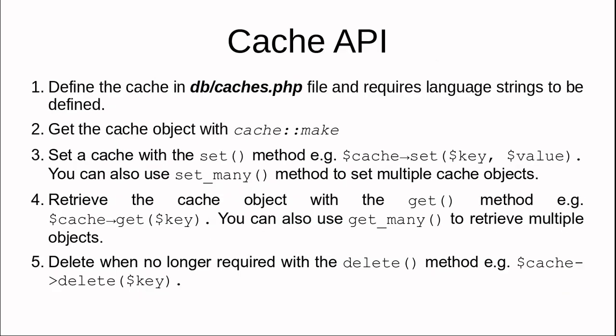Okay, so in your plugin, you will define your cache requirements in the db folder in the caches.php file, and it does require some language strings to be defined. You create a cache by calling the static make method in the cache class. You then set the data with set, and you can also set many, to set multiple cache objects at the same time. And in reverse, you can get the cached item, or you can get many as well to collect several cached items. And then you delete the cache when you don't need it anymore.